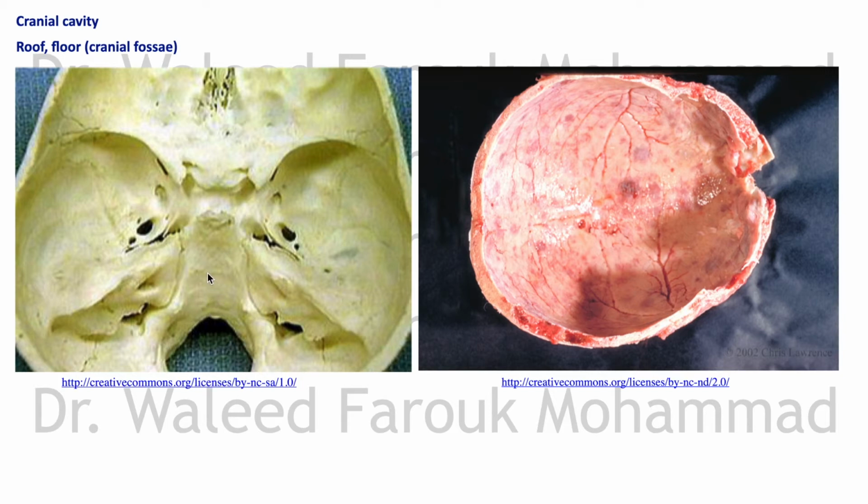Remember, I told you about the clivus when we were describing the course of the abducent nerve, going anterior under the dura of the clivus and then entering the cavernous sinus. This is the clivus, posterior to the dorsum of the sella turcica. What else do we have?